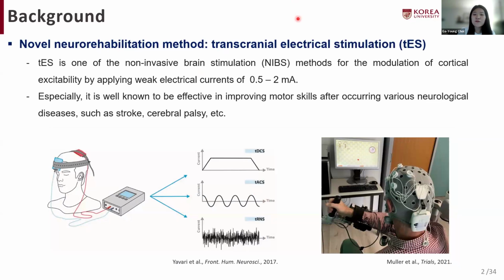One of the efficient neurorehabilitation methods is transcranial electrical stimulation, TES, which is a non-invasive brain stimulation technique to modulate neural excitability by applying a minute current, around 0.5 to 2 milliamperes, to the scalp. It can be broadly divided into three types, depending on the applied current type: tDCS, tACS, and tRNS. Evidence from lots of studies supports the important role of TES in improving motor functions after stroke or any other cerebral disease, Parkinson's, and so on, particularly in enhancing hand movement skills.